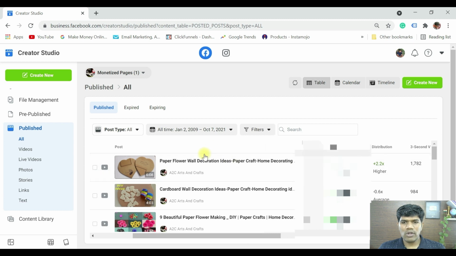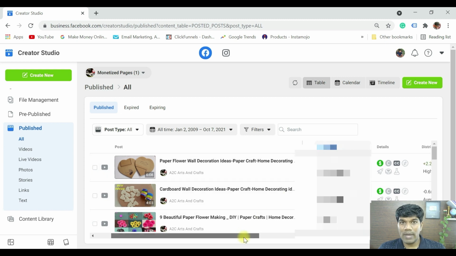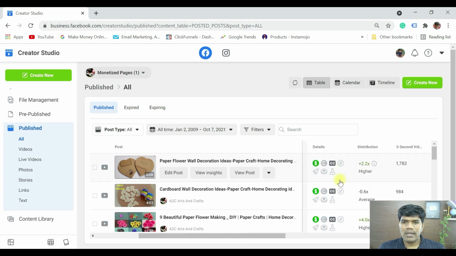It is going to give you the video name and everything, and it is also going to show when exactly the video was published and by whom. Say, for example, you have given access to somebody to manage your page. You can see who has uploaded the video. Next, if you see this green icon, that means your video has been monetized.